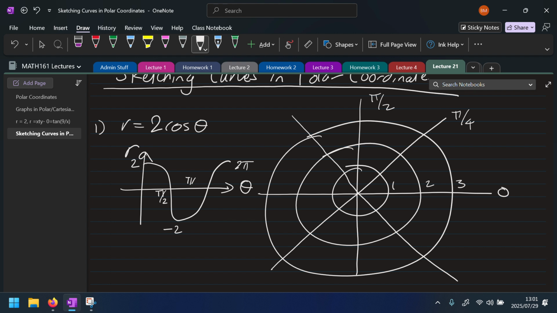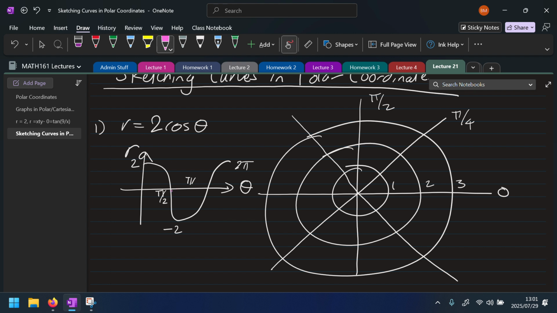Okay, so how do we plot this? Well, let's start at the beginning. What happens when the angle is 0? We see where the point is. What happens when the angle is pi over 4? We're going to put a point there. What happens when the angle is pi over 2? Put a point, and so on. You get a whole bunch of points going around, and then we connect the dots. Okay, that's the rough idea.